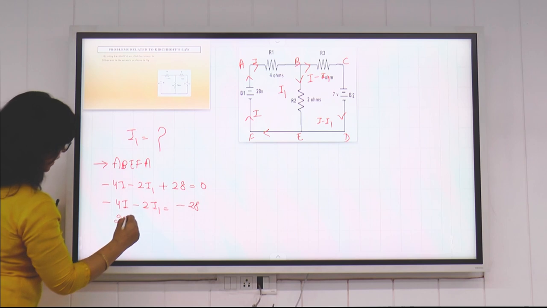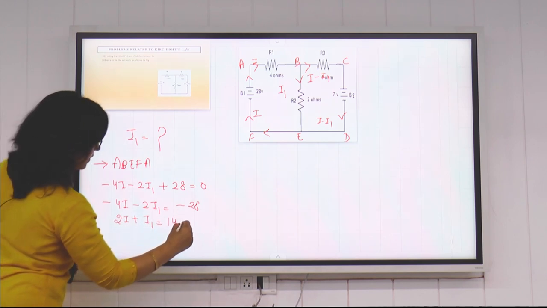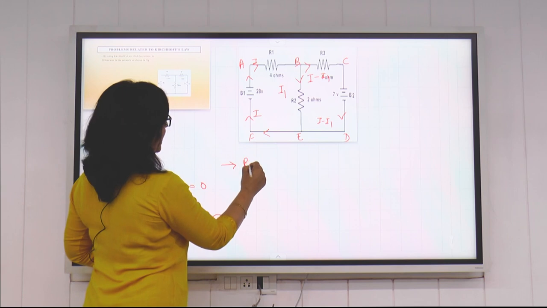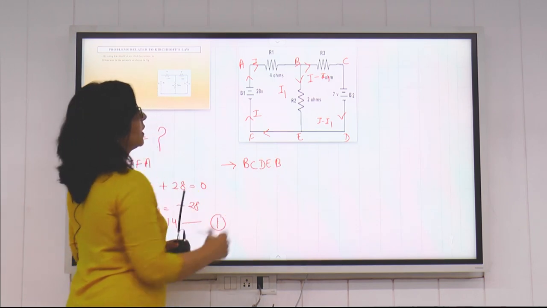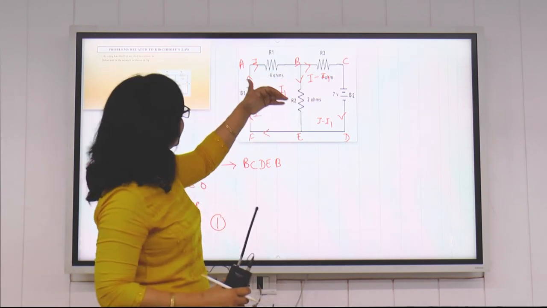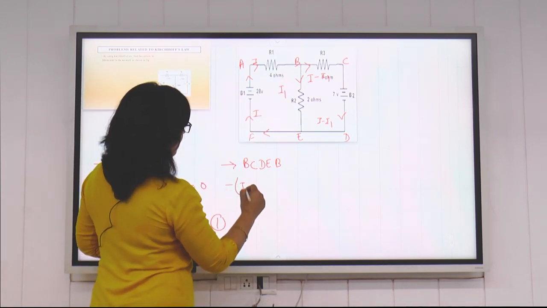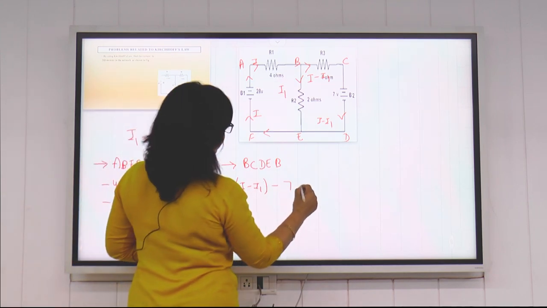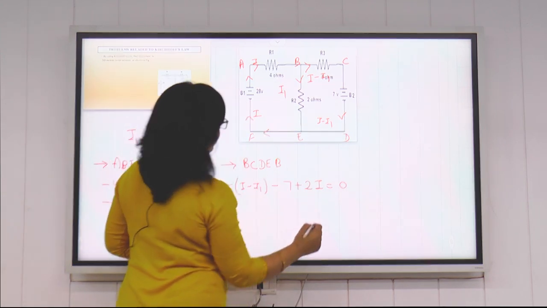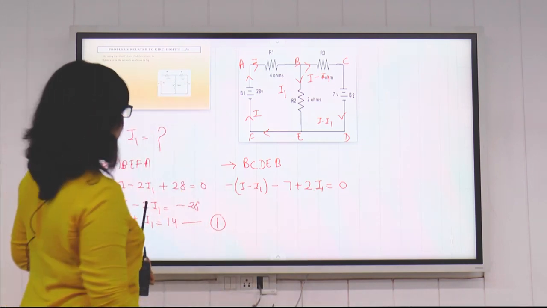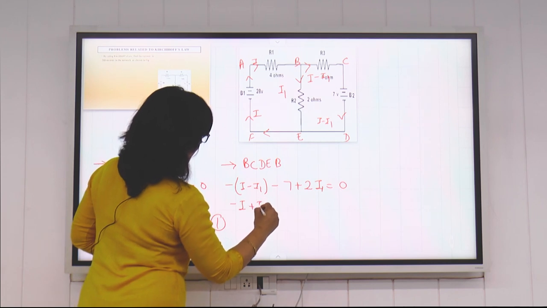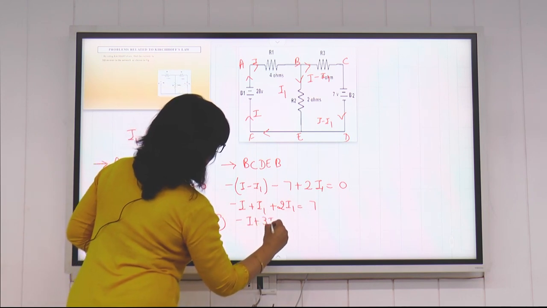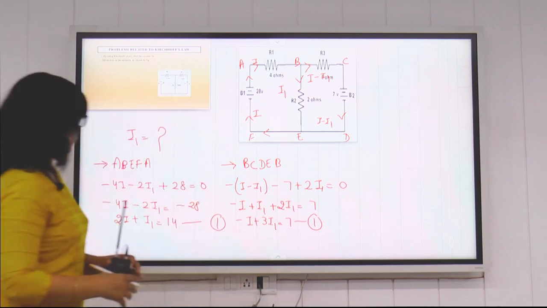It is 2I plus R1 is equal to 15. Now the second loop, B, C, D, E, B. In B to C, we are moving in the same direction, so the drop is negative. E to B is the opposite direction, so the drop is positive. Minus I plus I plus 2I is equal to 7. Minus I plus 3I1 is equal to 7. We have to find out I1.